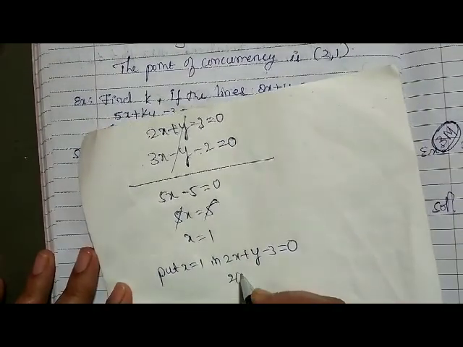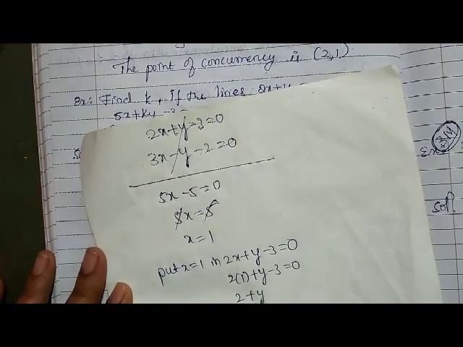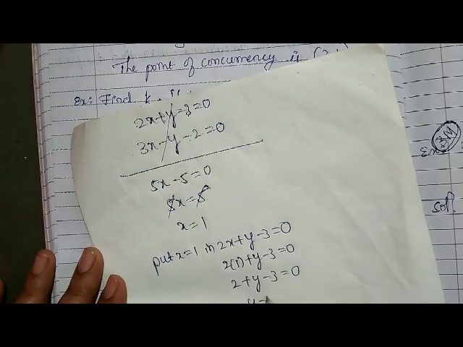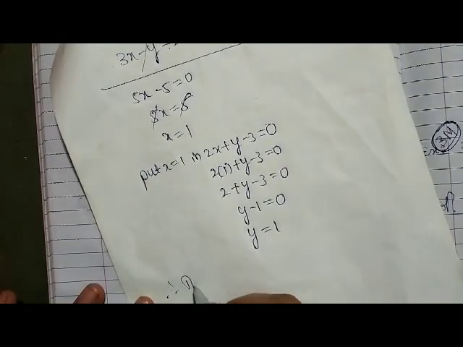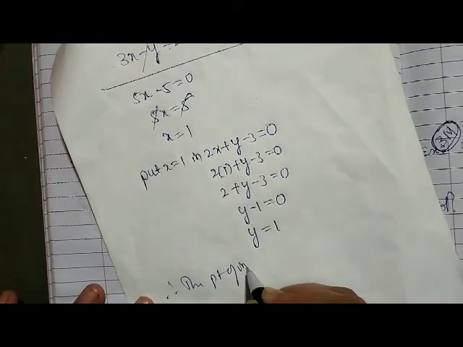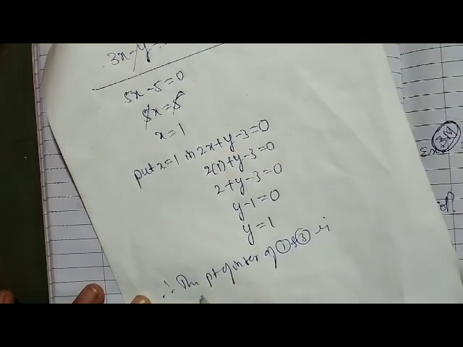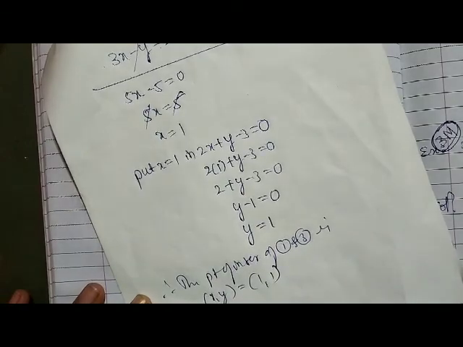Then 2 into 1 plus y minus 3 is equal to 0. 2 plus y minus 3 is equal to 0. Y minus 1 is equal to 0. Therefore, y is equal to 1. Therefore, the point of intersection of 1 and 3 is x comma y, which is equal to 1 comma 1.